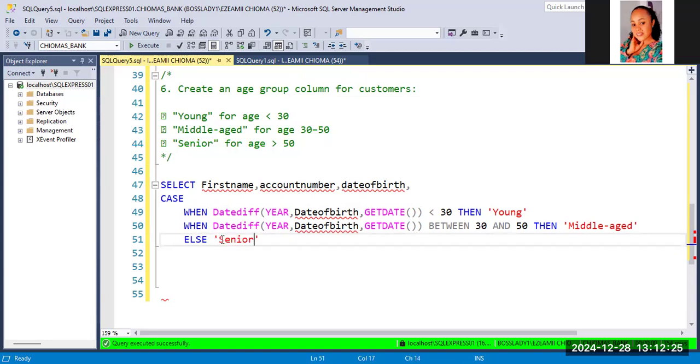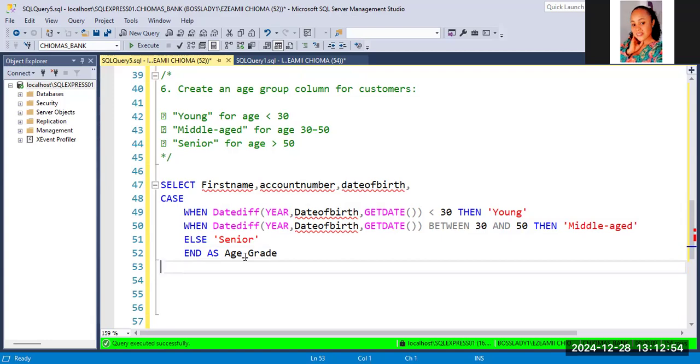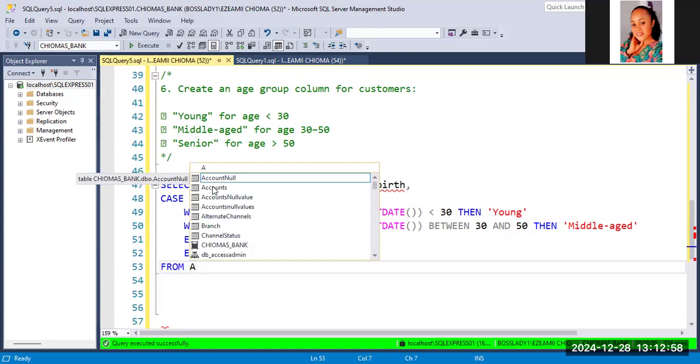Senior. So this is the last one. Then we end our statement, okay? End with age as. You can put "as", it will still work, okay? Age grade. Okay, from our accounts table.